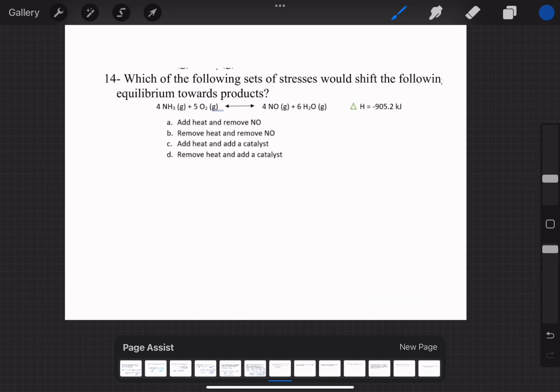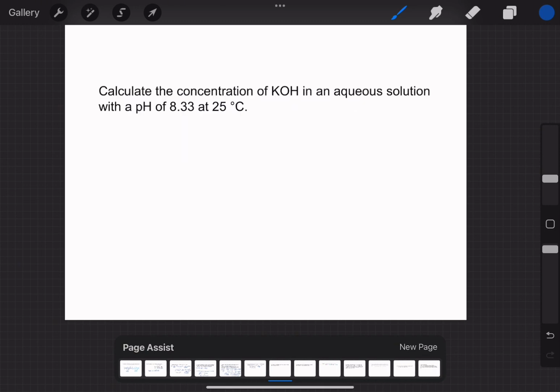Okay, on to the next question. I'm going to give you a moment to answer it on your own. Okay, which of the following stressors would shift the following equilibrium towards the products? So definitely removing heat. So yeah, we want to move towards the right. If we remove heat and remove NO, that would definitely make it lean towards the right more than anything, because it's losing heat, which is exothermic, which also is going to make a shift towards whichever has the least amount of heat. So B is your answer.